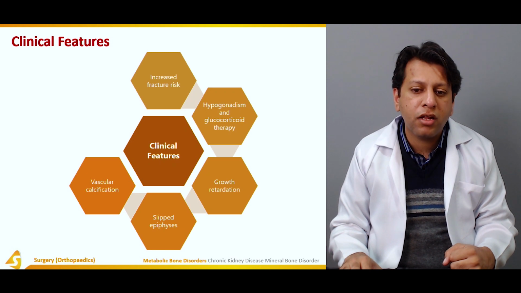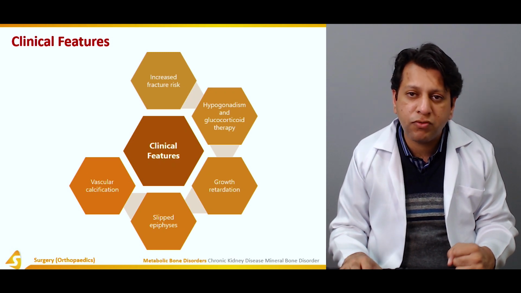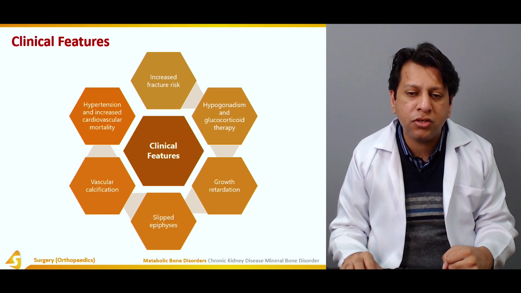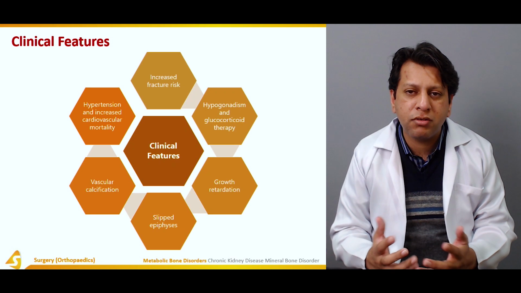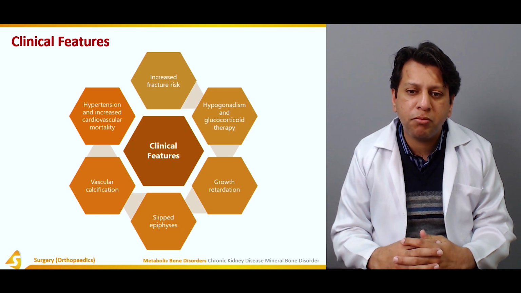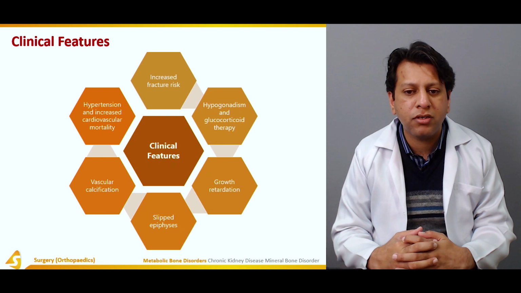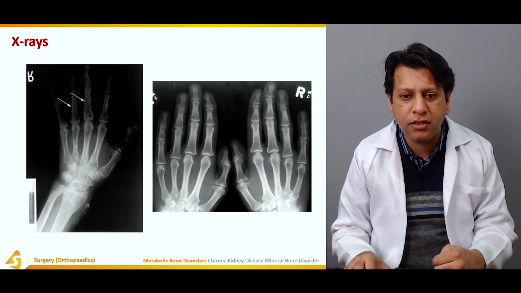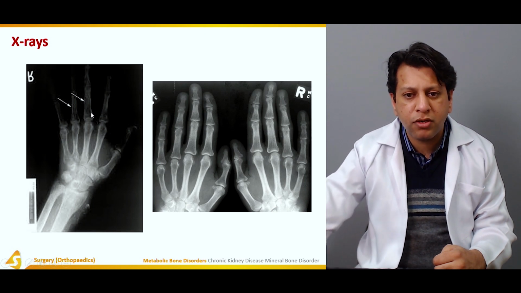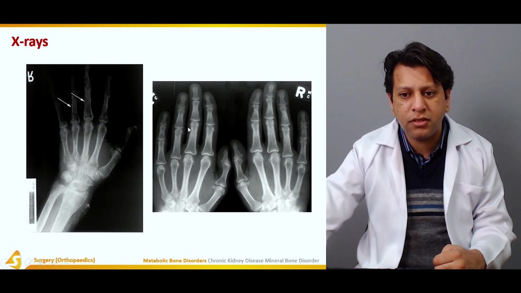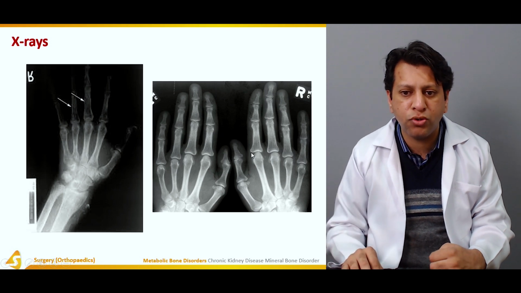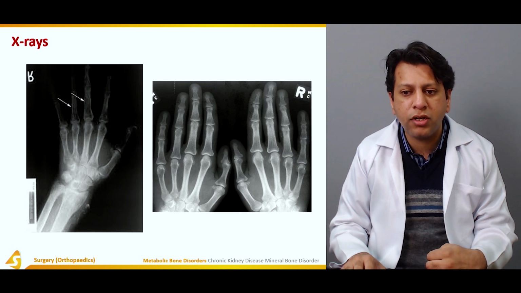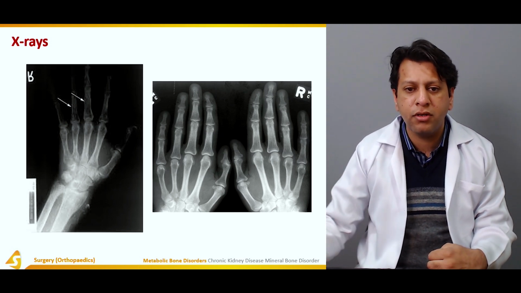There may be vascular calcification, which may be seen in patients with renal osteodystrophy, along with hypertension and increased cardiovascular mortality as well. There may be associated hormonal disorders which may cause hypertension and cardiovascular mortality. You see on these x-rays paper-thin cortices especially, and this decreased amount of bone mass is showing osteopenia, especially in patients with chronic kidney disease as compared to the normal hand.